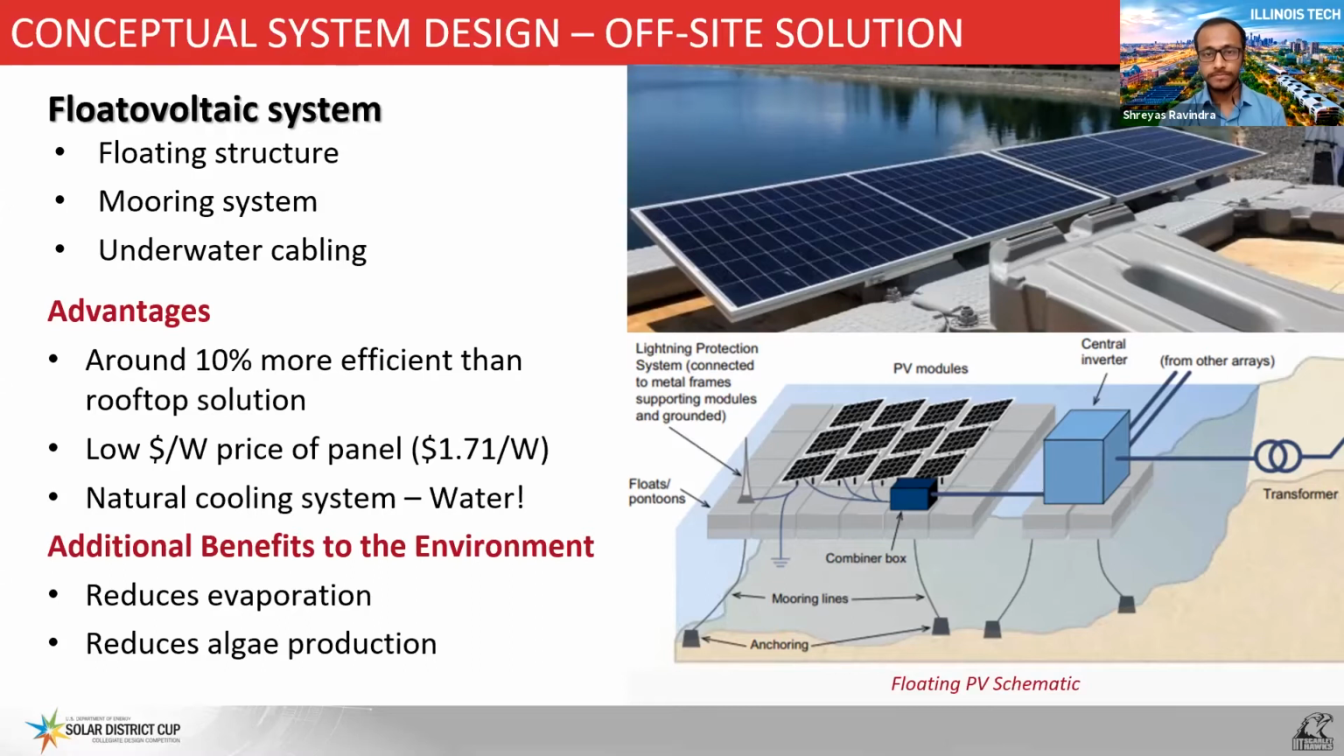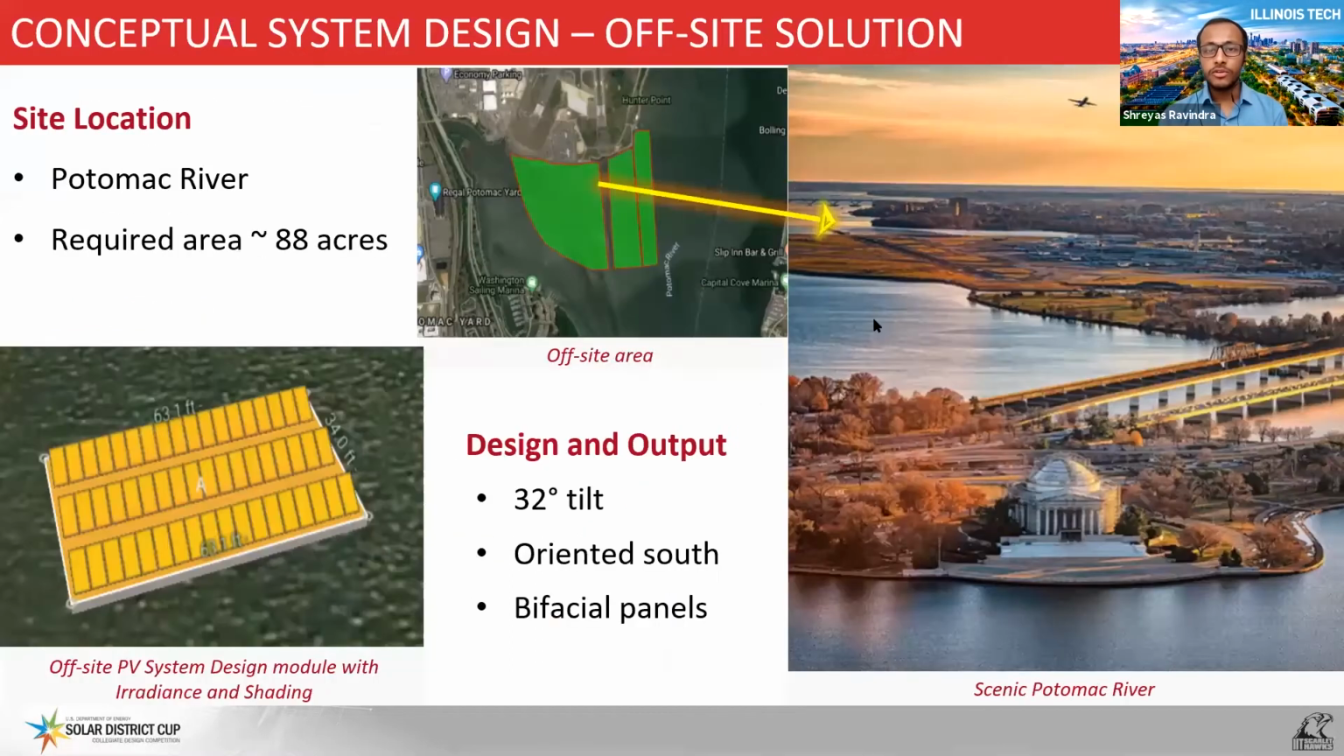The required area for our FPV system is approximately 88 acres. However, we were able to find around 100 acres in the river area. This is equal to a whopping 76 football fields. The panels are placed with a 32-degree tilt oriented south. We use bifacial panels to utilize the reflection from water to improve the generation capacity. We haven't accounted for the reflected rays in our simulation and thus anticipate an additional benefit in terms of efficiency.